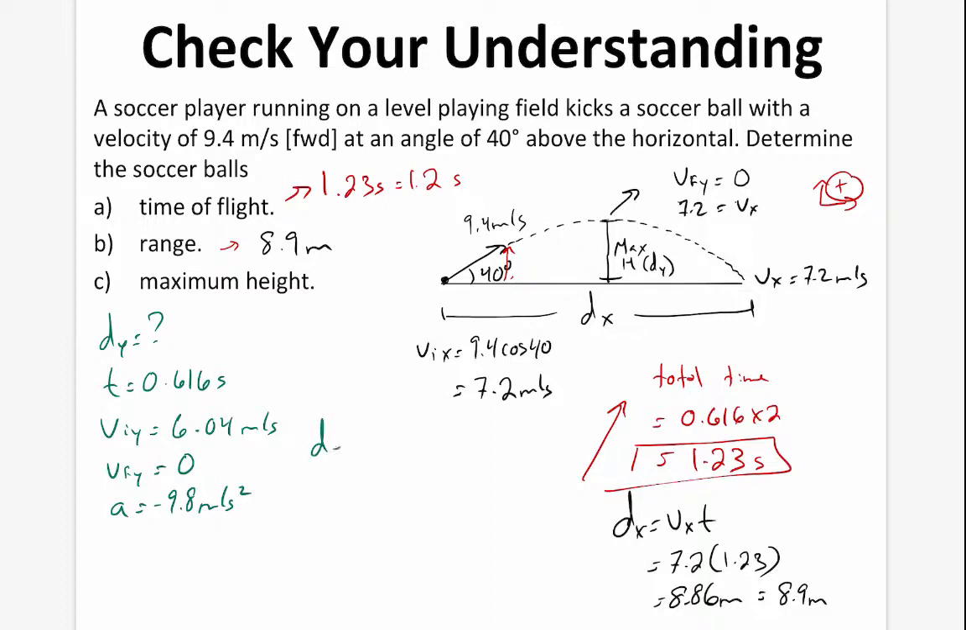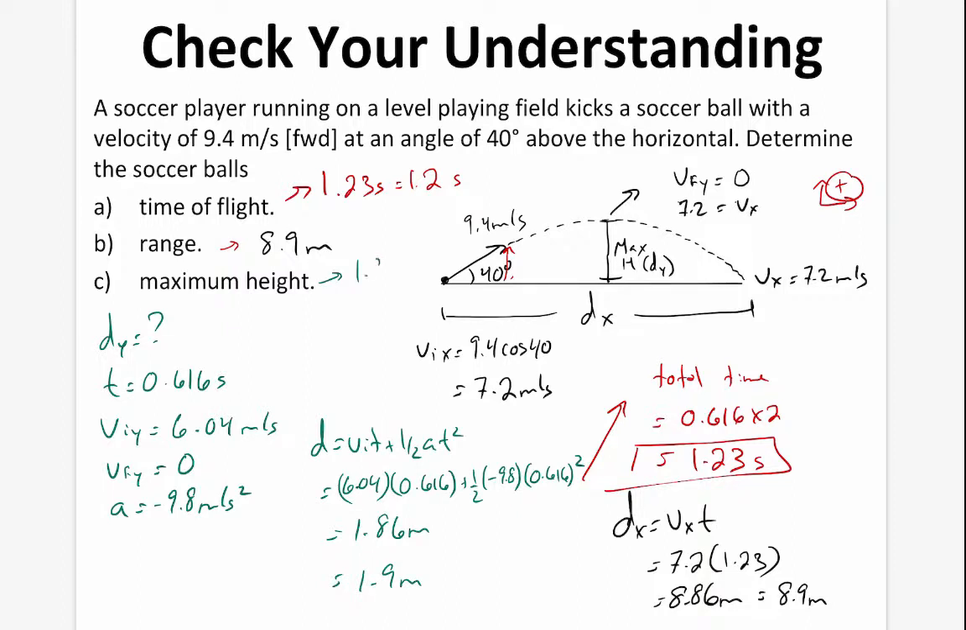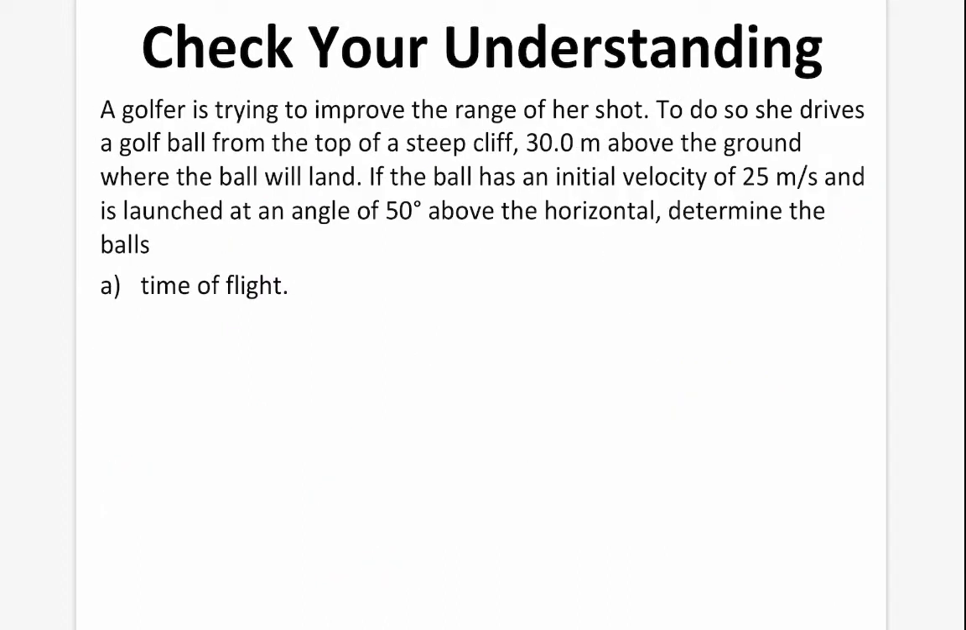So now we can really use any equation we like. Let's use D equals VIT plus 1/2 AT squared. VIY 6.04 times time to go up 0.616. Now we're only using the time to go up, not the total time. Keep that in mind. Plus 1/2 negative 9.8 times 0.616 squared. And we put that into our calculator and we get 1.86 meters. Now we need 2 sig digs, so we're going to say 1.9 meters. So our maximum height, 1.9 meters. And we're done.